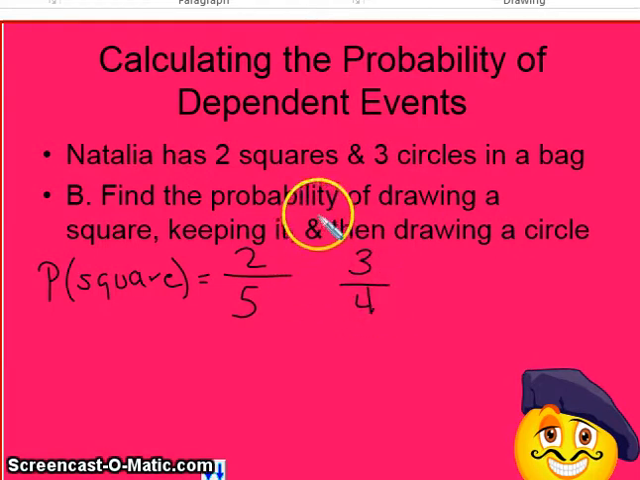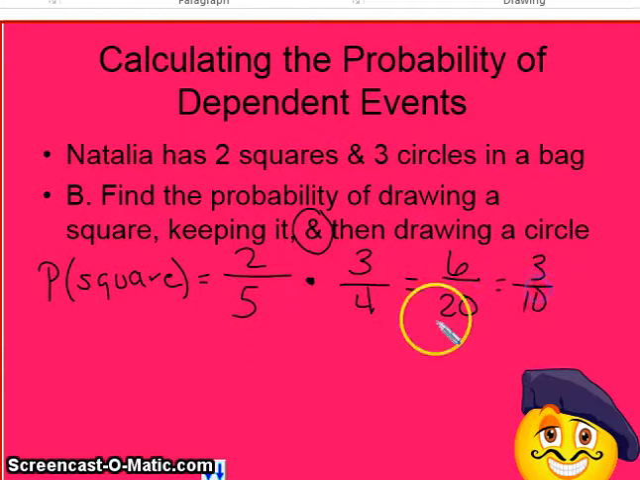To find the probability of both of these things happening, again, notice the "and," we would have to multiply those probabilities. So we have 2 times 3, which is 6, and then 5 times 4, which is 20. And again, when we simplify this, we get 3 out of 10.